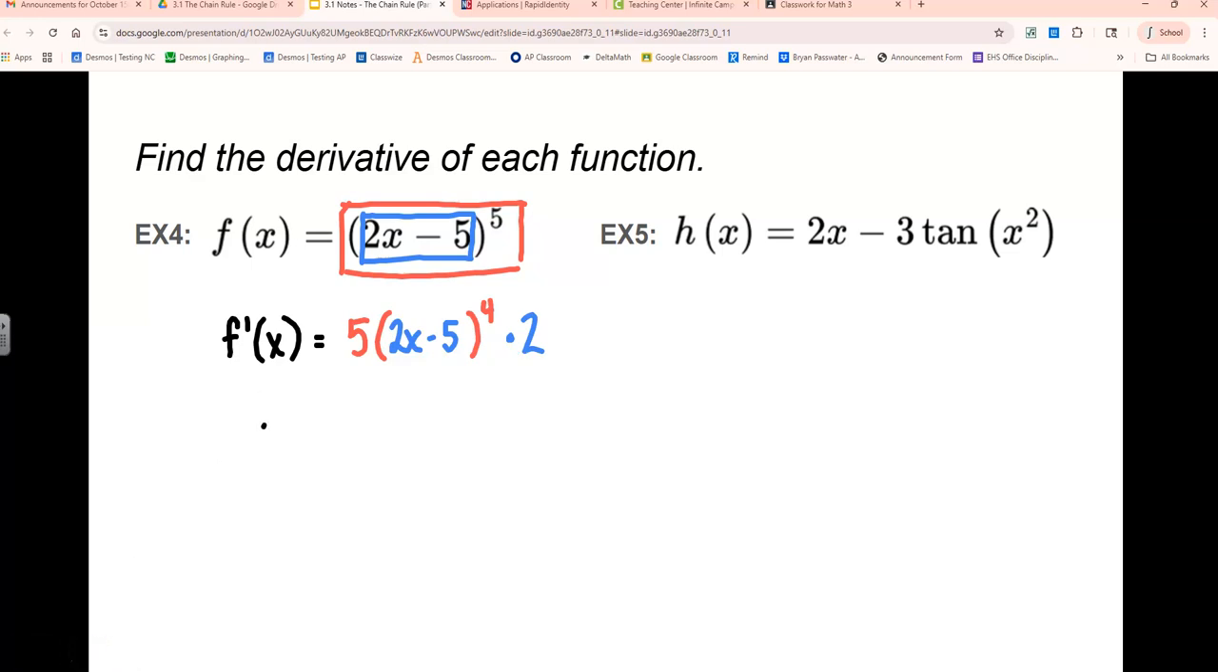And they will clean that up a little bit. All of that stuff is multiplied: 5 times 2x minus 5 to the 4th times 2. So we can multiply the 5 and the 2 together and just get 10 times (2x minus 5) to the fourth as our final answer. And they will not expand that. They'll leave the answer choice looking like that.